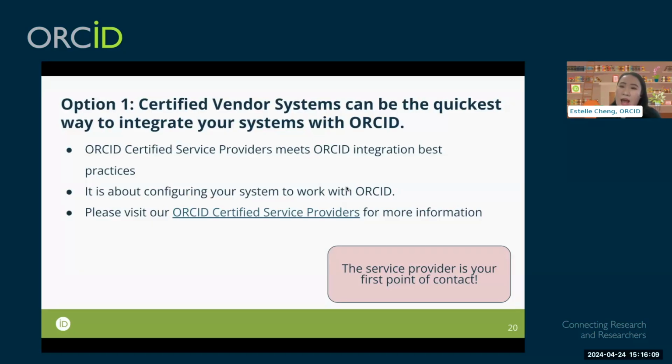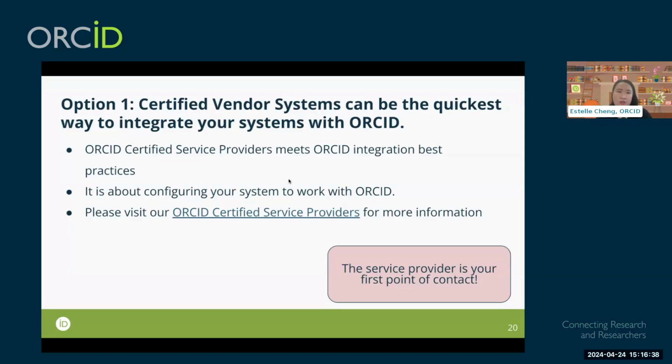Also, if you encounter any technical questions, please reach out to the service provider as the first point of contact, because they are the ones managing those systems. If you contact us, we are not able to change the system itself directly, so please let them know first. But of course, feel free to keep us in the loop so we can provide some feedback if needed.